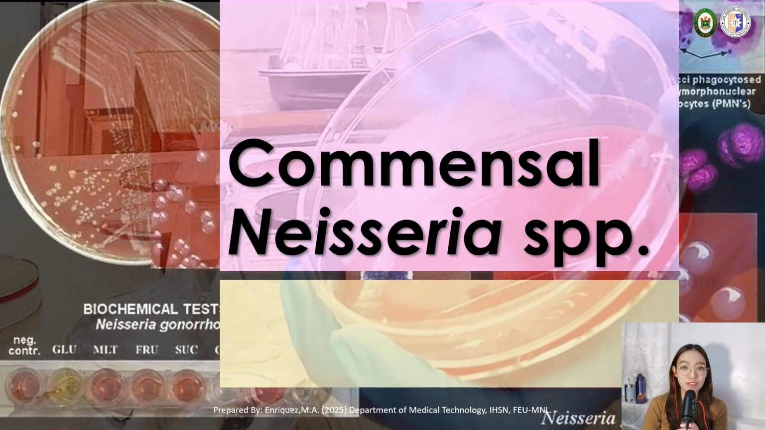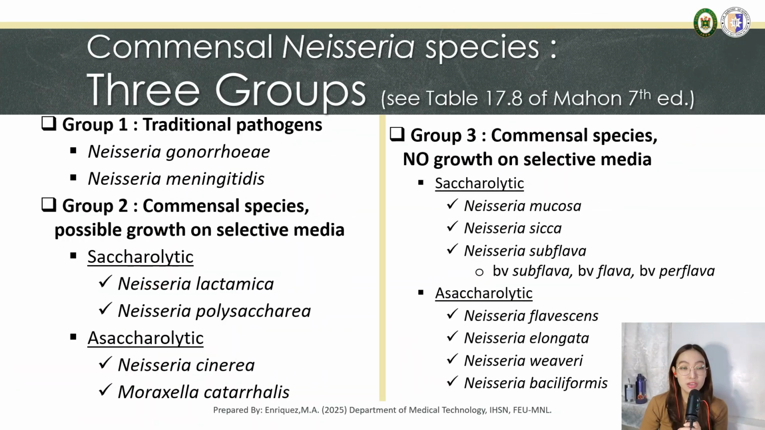On to the last segment of our discussion. Let's now talk about the commensal Neisseria species. Commensal Neisseria species have been divided into three groups. Group one contains the traditional pathogens, which we've already discussed, Neisseria gonorrhoeae and Neisseria meningitidis. Group two contains the commensal species that could grow on selective media, and they're also further divided into saccharolytic and asaccharolytic organisms. So, as we can see right here on this list, no, group 2, asaccharolytic po ang Moraxella catarrhalis.